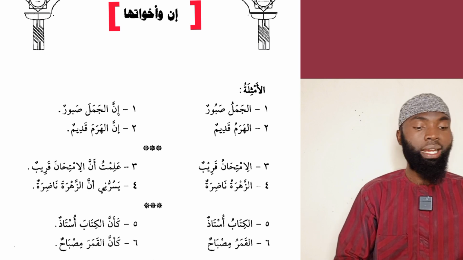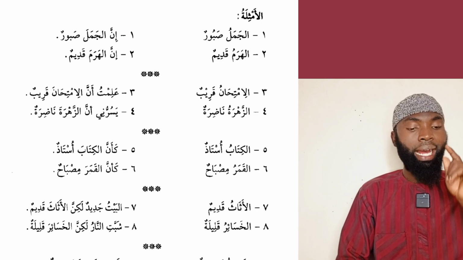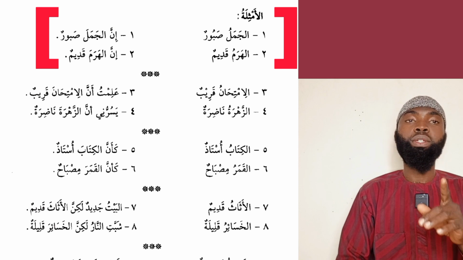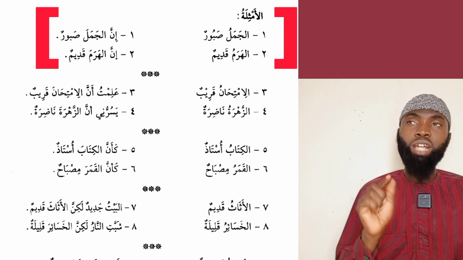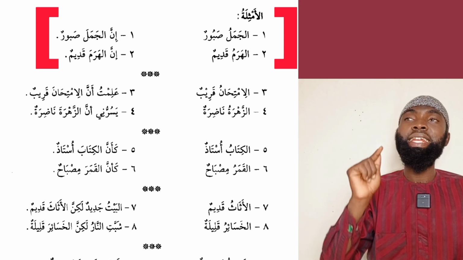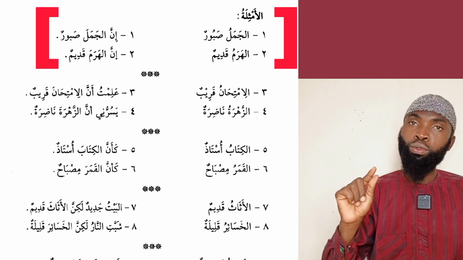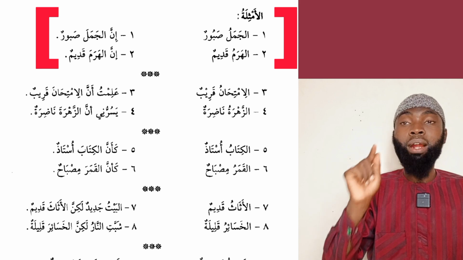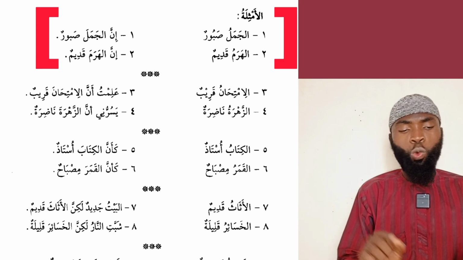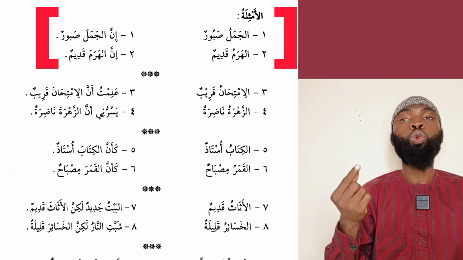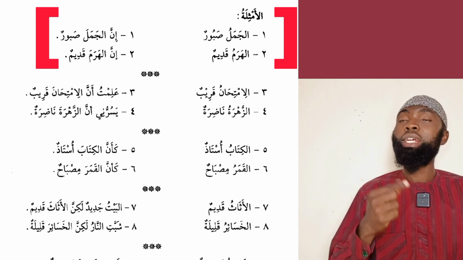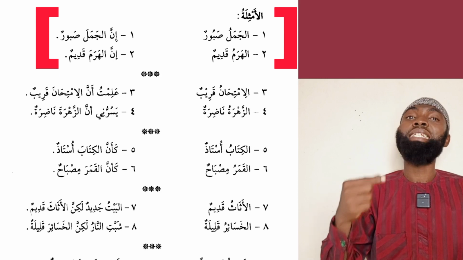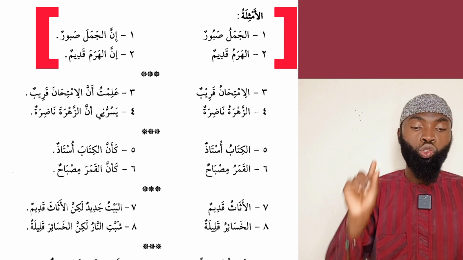The first example we have here is number one, al-jamalu saburun. What is jamal? The camel is patient. And on the left hand side we have innal jamala saburun. Indeed, the camel is patient. We can see at the beginning we have al-jamalu. Now we are having al-jamala. This is because inna appears before it. So inna changes al-jamalu to al-jamala. Inna al-jamala saburun. Indeed, the camel is patient.